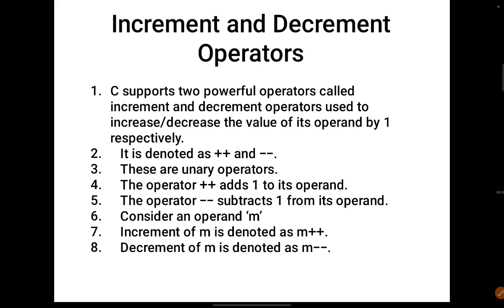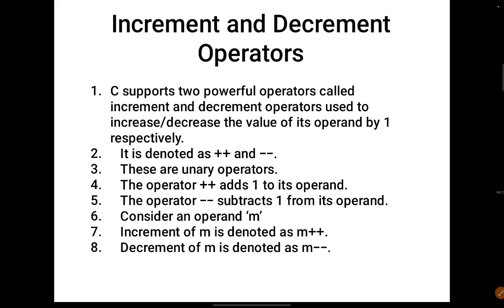Now we are going to talk about increment and decrement operators. C supports two powerful operators called increment and decrement operators, used to increase or decrease the value of its operand by 1 respectively. They are denoted as plus plus and minus minus. These are unary operators. The operator plus plus adds 1 to its operand. The operator minus minus subtracts 1 from its operand.